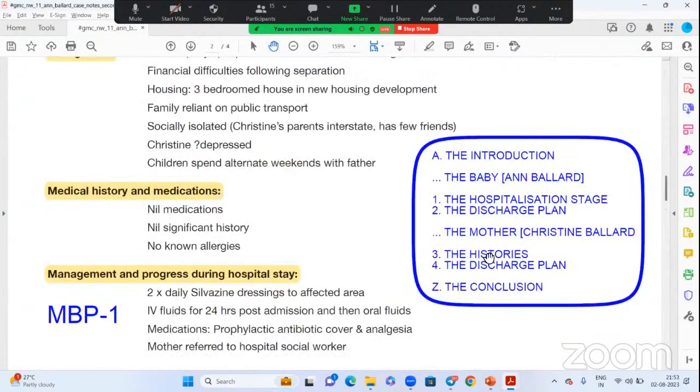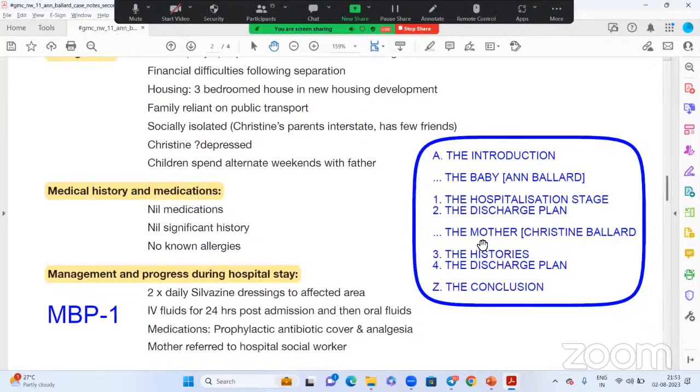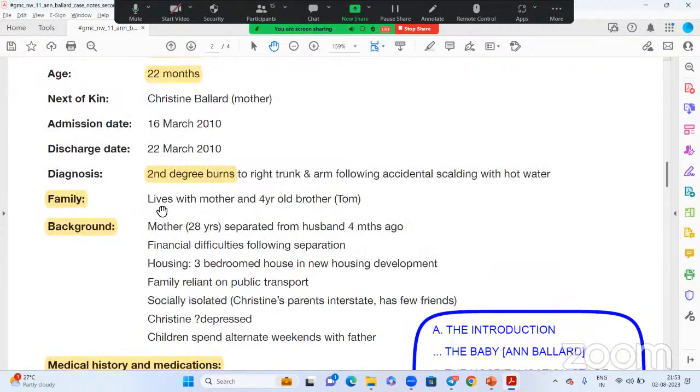Yeah. The mother, Christine Ballard. The histories and the discharge plan. Now let us go to the mother. So the mother lives, okay.